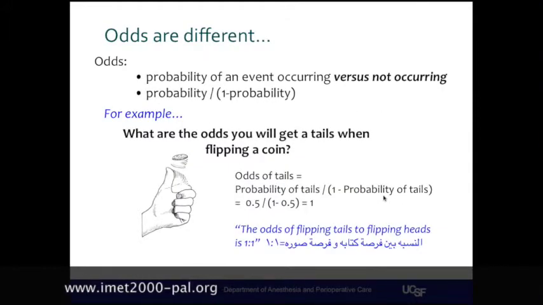Odds, on the other hand, are different. Instead of being the probability of an event divided by all of the tries, you're going to have the probability of the event occurring versus it not occurring. So you're going to consider the probability of tails divided by the probability of it not being tails. So what are the odds you will get tails when you flip a coin? It's going to be the probability of tails divided by 1 minus the probability of tails. So in this case, it's going to be 0.5 divided by 1 minus 0.5, which equals 1. So the odds of getting tails in this coin toss are going to be 1 to 1, or in other words, 1.